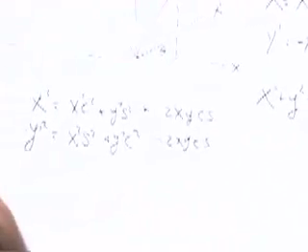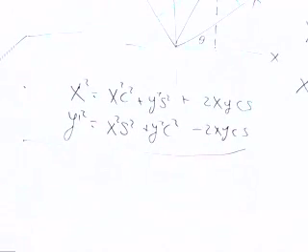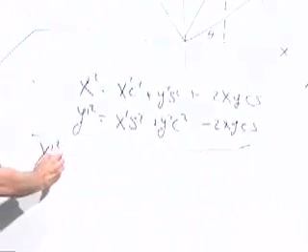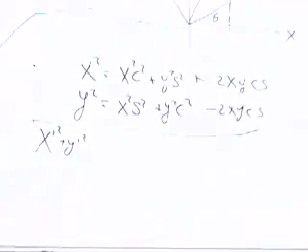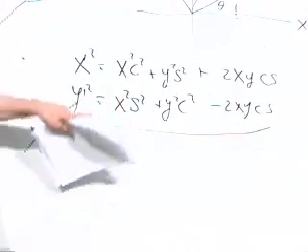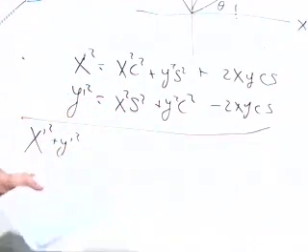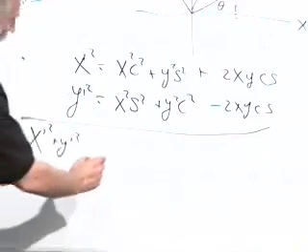Now add them together. All right? On the left-hand side, you just get x prime squared plus y prime squared. But on the right-hand side, you get x squared times cosine squared plus sine squared. Cosine squared plus sine squared is 1, right? So that's just x squared.